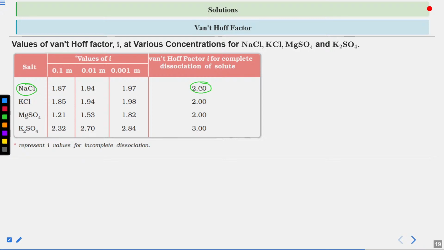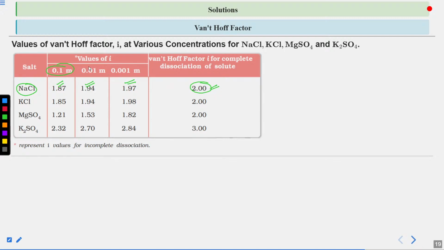So you can see very clearly that we are moving from 1.87, 1.94 to 1.97. So what are we doing here? See, the value of i for NaCl is always taken as 2, right? It is taken as 2, but this value is the ideal value. In your calculation you will take 2, no problem with that, but in actual sense, if the concentration is high, you can see that at a higher concentration like 0.1 m, you have a value which is at a greater distance from the ideal value.